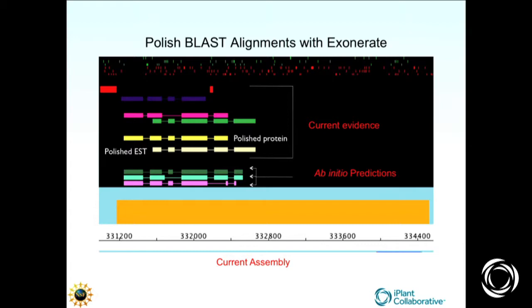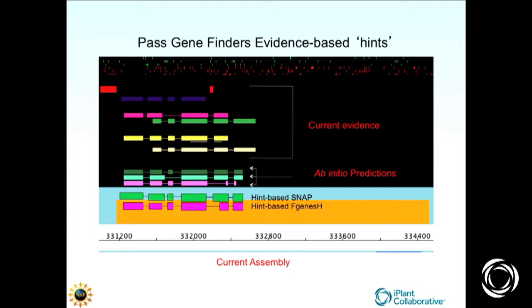It uses this information. It provides hints to SNAP. It can provide hints to FGenesH if it's running FGenesH. It can also provide hints to Augustus. So that information is then used by those ab initio predictors to improve their prediction.